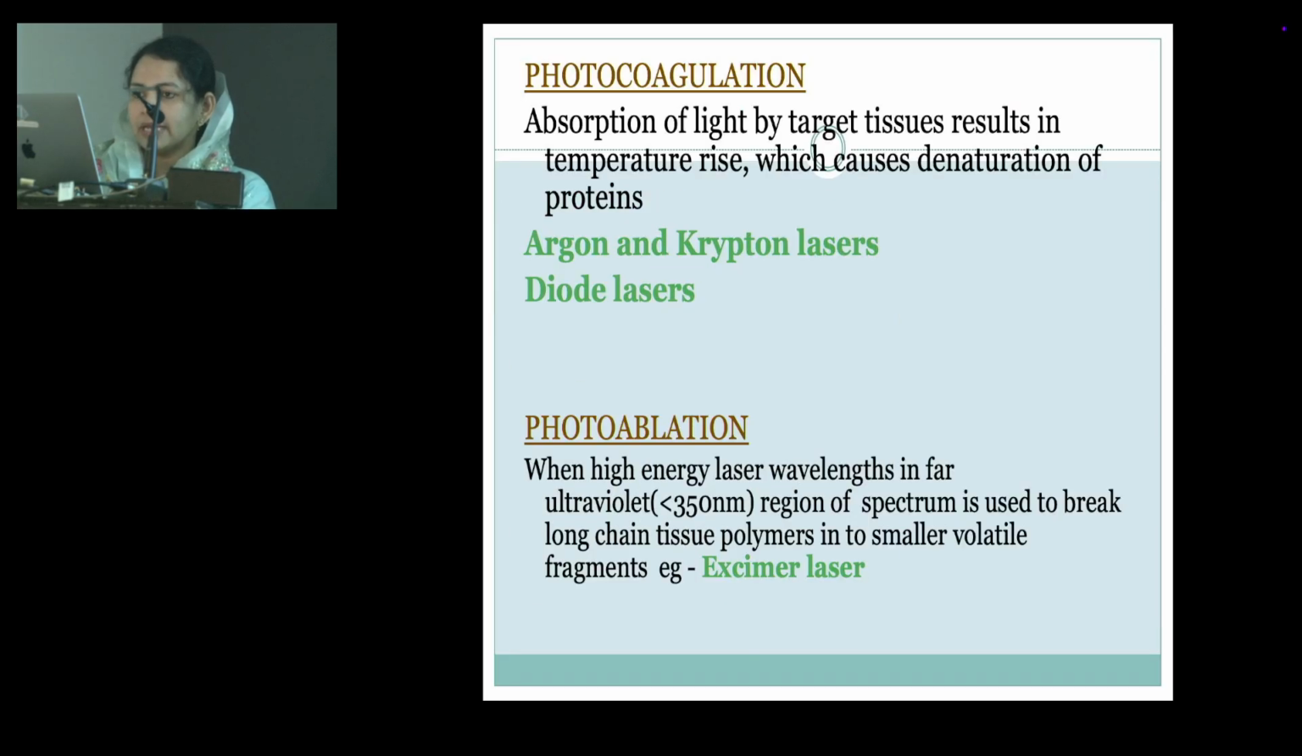The next important mechanism is photocoagulation. Absorption of light by target tissue results in temperature rise, which causes denaturation of proteins. That is used in the argon laser and krypton lasers. And the next important mechanism is photoablation. When a high energy laser wavelength in the far ultraviolet region of the spectrum is used to break the long chain tissue polymers into smaller volatile fragments, that is used in excimer lasers.